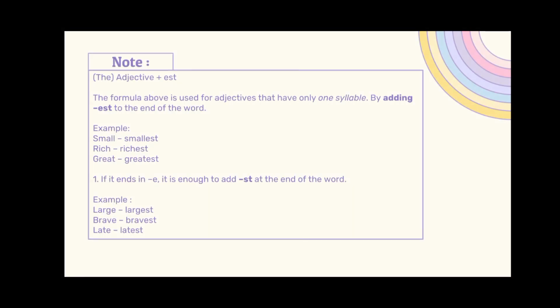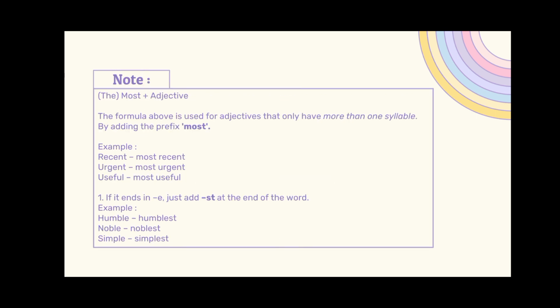Note: the adjective plus est. The formula above is used for adjectives that have only one syllable by adding est to the end of the word. Example: small, smallest; rich, richest; great, greatest. 1. If it ends in e, it is enough to add st at the end of the word. Example: large, largest; brave, bravest; late, latest.